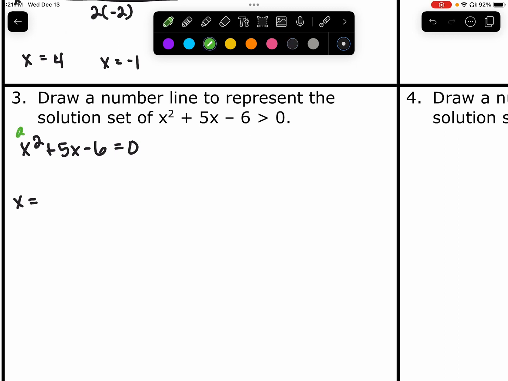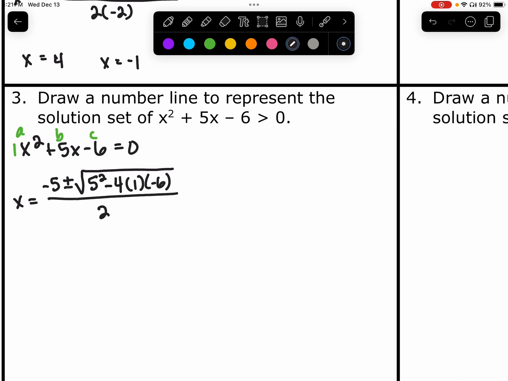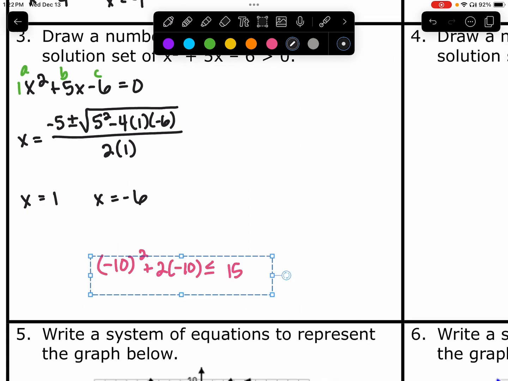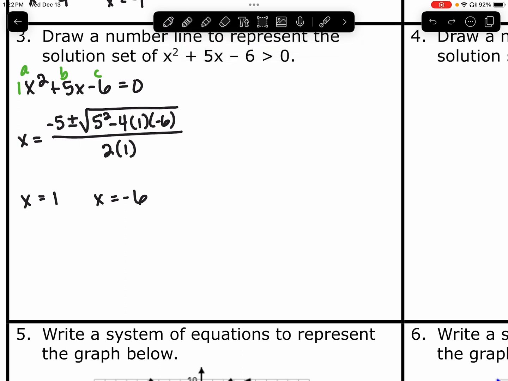Again, this would be a, which would be 1. This would be b. This would be c. So that would be negative b plus or minus the square root of b squared minus 4 times a times c over 2 times a. Once we do that, we should get these solutions, negative 6 and 1. So x equals 1, x equals negative 6. All right, and since this is an inequality, we're going to do this on a number line to graph it to show the solution set.